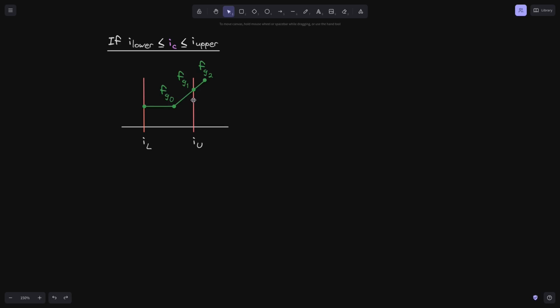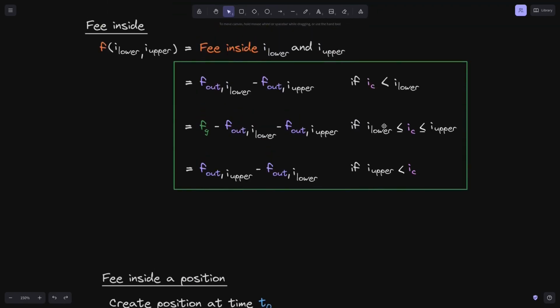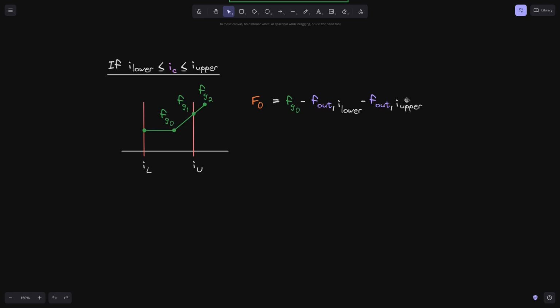Let's say at time t1, the current tick crosses over the upper tick, and then at time t2, we want to calculate fee growth inside I lower and I upper. And looking from this graph, we expect this to be equal to FG1 minus FG0. To begin with, let's calculate f of 0. This will be the fee growth inside at time t0. Okay, so we'll need to apply one of the three equations that we listed over here. Now this case is the current tick IC in between tick I lower and I upper. So we'll need to apply this equation. So going back down, f0 is equal to this equation.